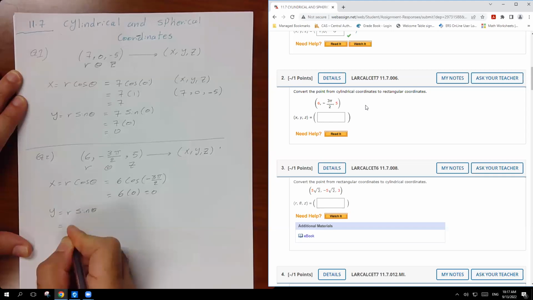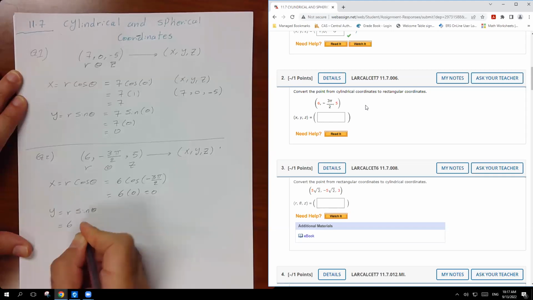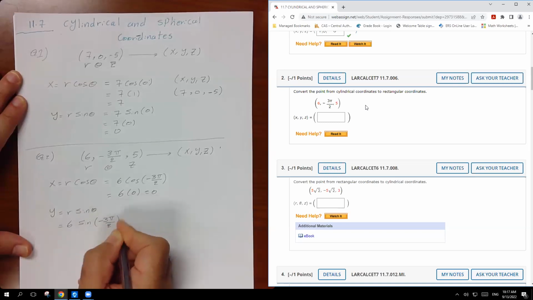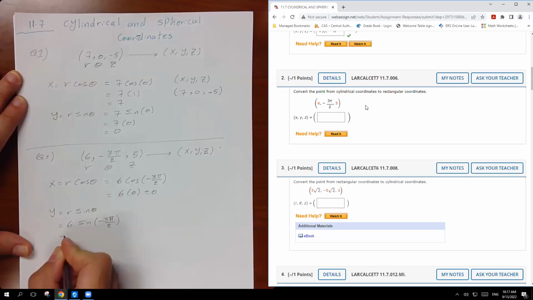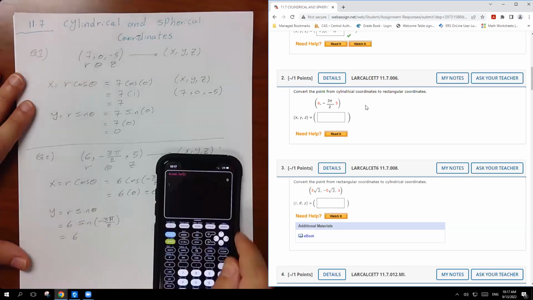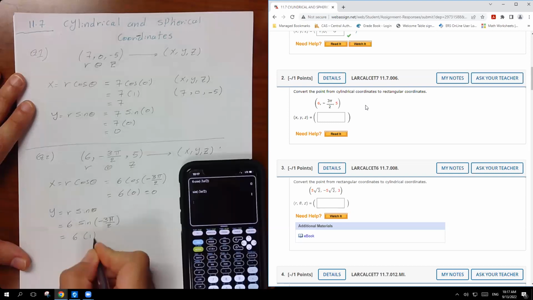Now y is going to be r sine theta. So r is 6, sine of theta, which is -3 pi over 2. So it's 6 times sine of negative 3 pi divided by 2, which is going to be 1. That means 6 times 1, and the result is going to be 6.